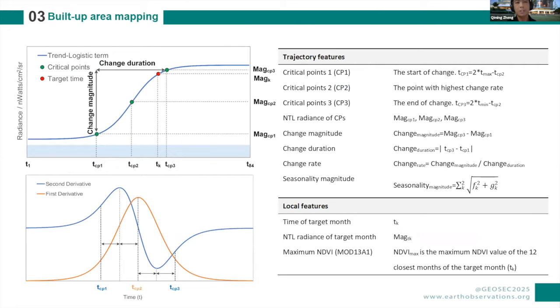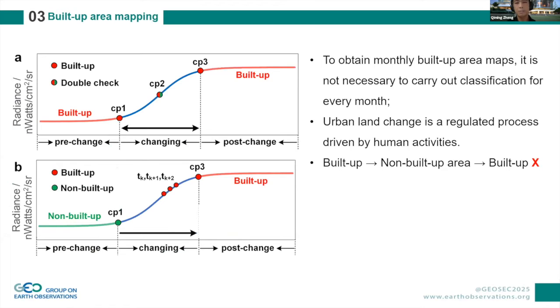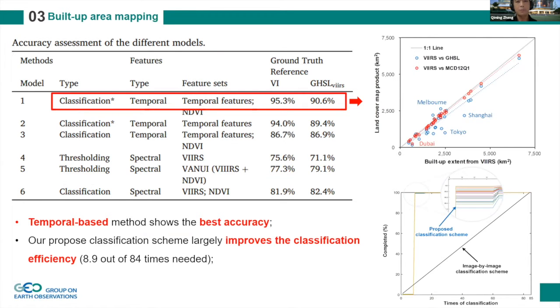In the next step, we utilize the fitted curve and extract temporal features from it, and integrate these temporal features with a random forest classifier to create monthly urban maps. We also utilize the unique character of urbanization to develop a new trick to improve the efficiency of urban mapping. I'm not going to detail this. As a result, our proposed classification scheme creates high accuracy urban maps on a monthly basis.